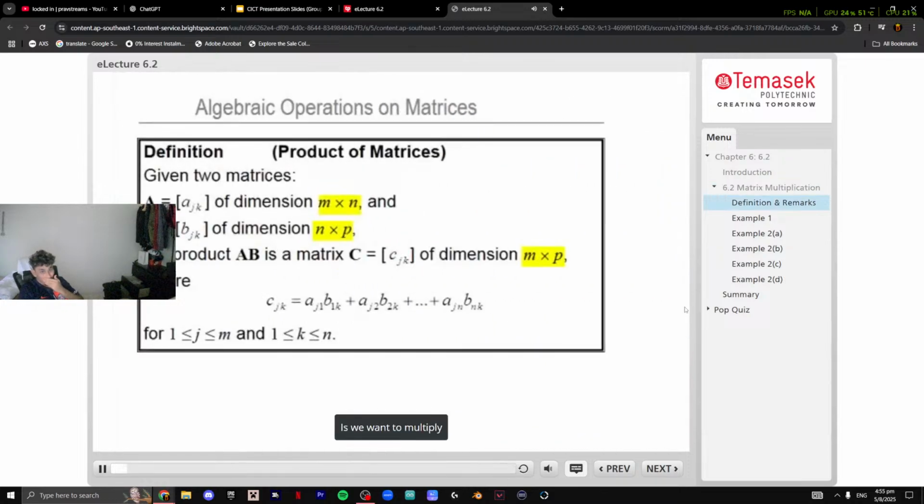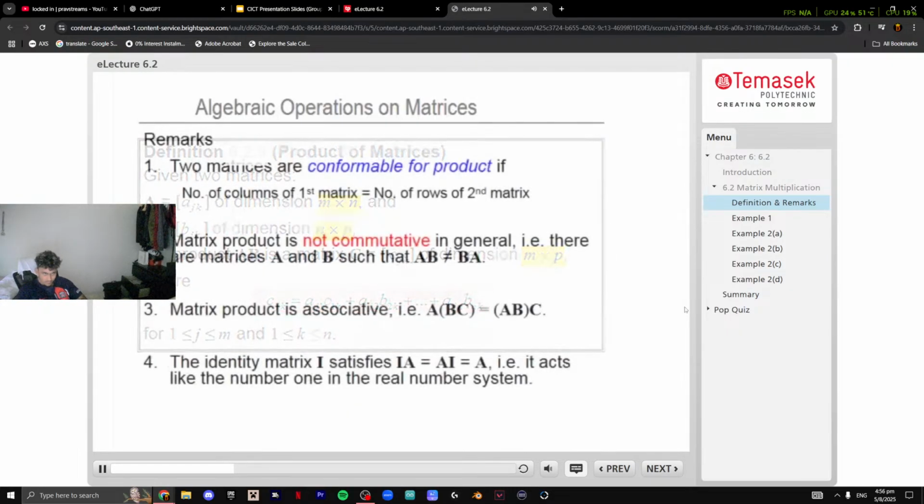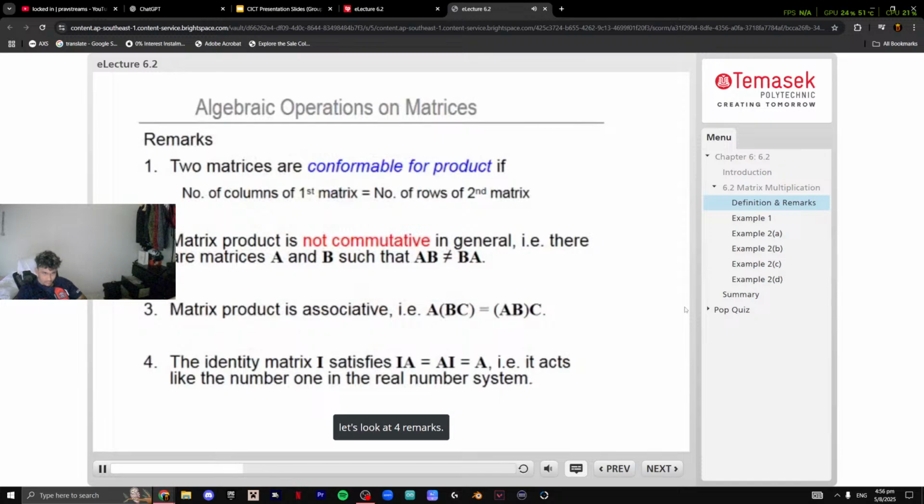If we want to multiply a matrix A to B, then if the dimension of A is m by n, then the dimension of B must be starting with n by p. And the resultant product has dimension m by p. The entries of the matrix product is given by this formula. Before we look at some examples, let's look at 4 remarks.